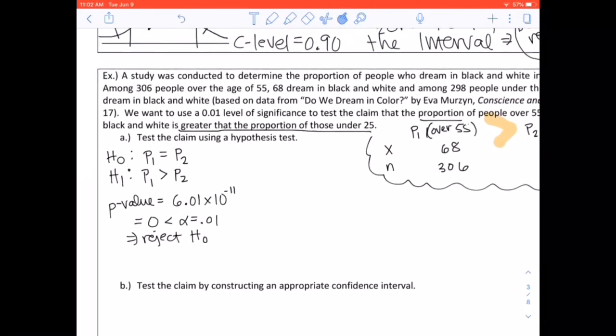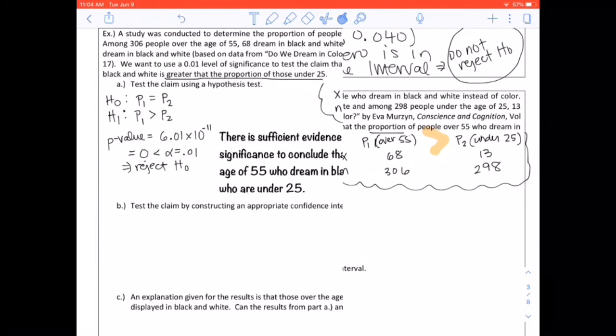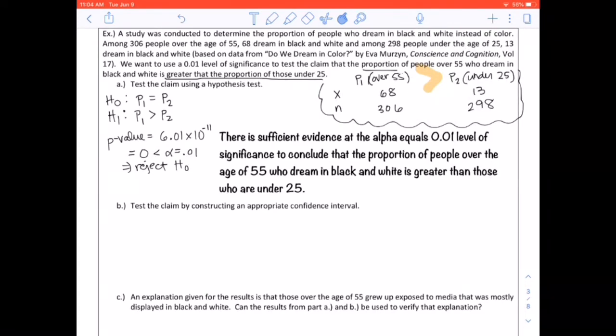So from here we need to write a conclusion. So in conclusion, there is sufficient evidence at the alpha equals 0.01 level of significance to conclude that the proportion of people over the age of 55 who dream in black and white is greater than those who are under the age of 25.